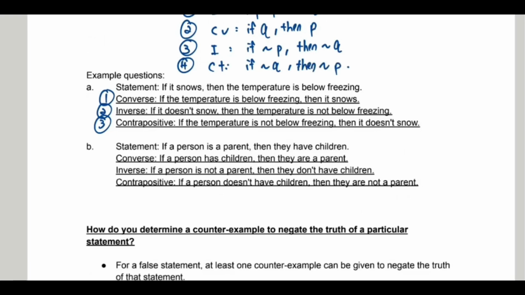So let's see: if it snows, the temperature is below freezing. Here is P, here is Q. For the converse, it will be the reverse. And the second one will be put in negation. The third one also will be put in negation, and it is also the inverse.